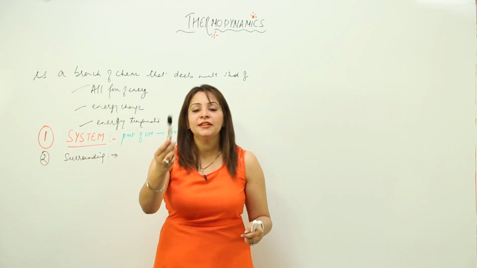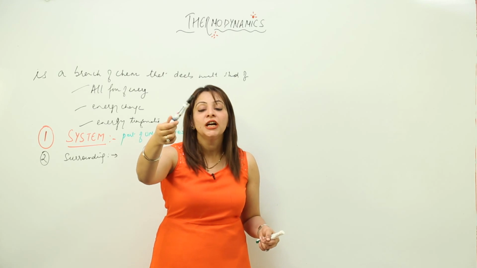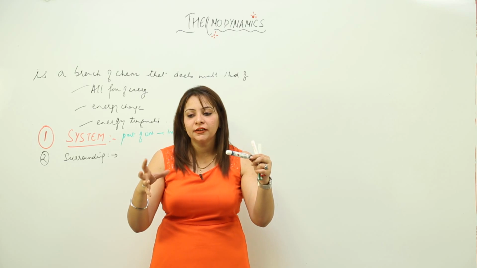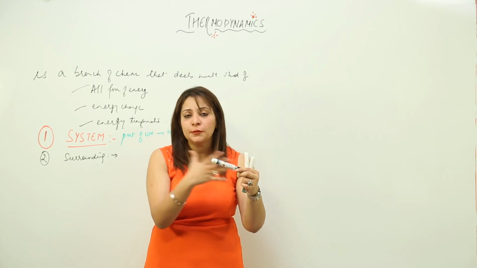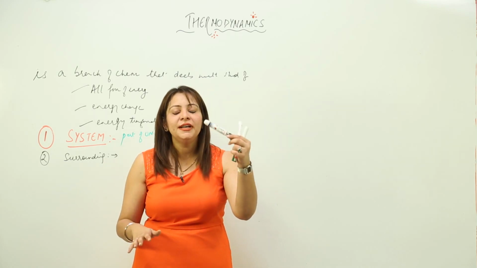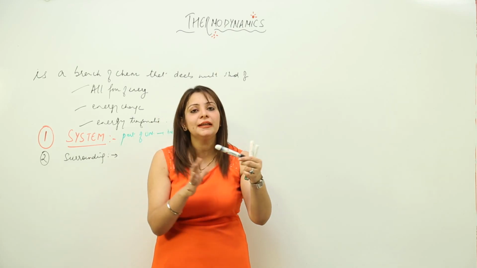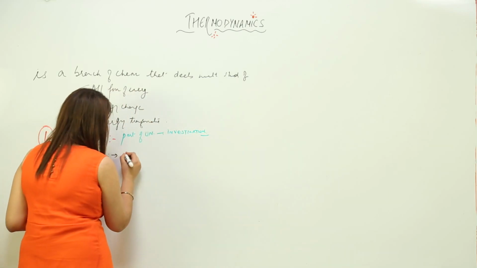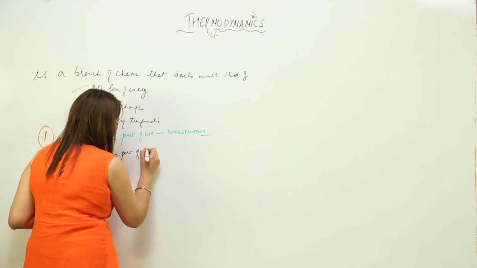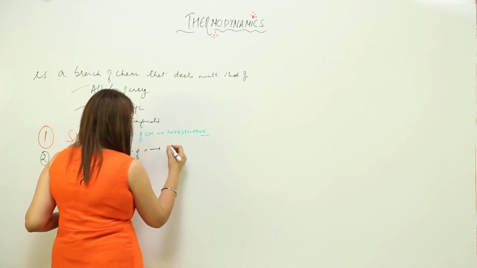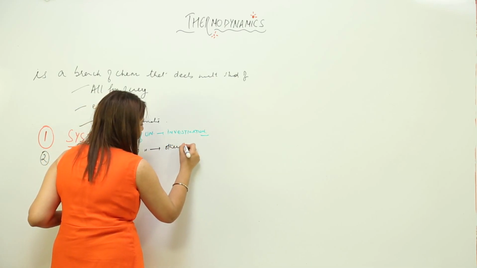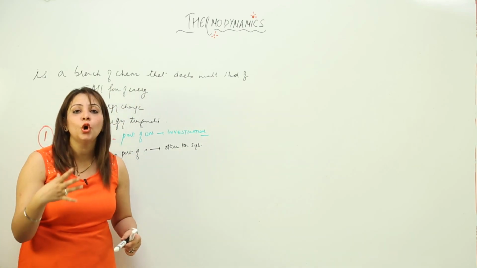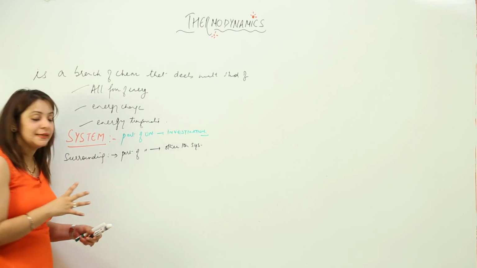Suppose I told you that this is my system, and I am going to study it. Apart from this, everything around this marker, like the chair, the table or the atmosphere, everything apart from the marker, is called its surrounding. So the surrounding is the part of the universe other than the system. We leave out the system, and everything around that system is called the surrounding.